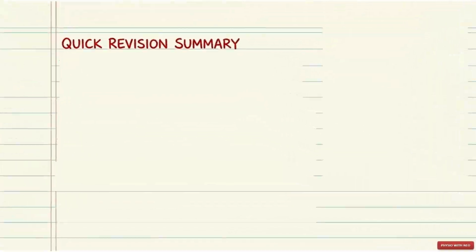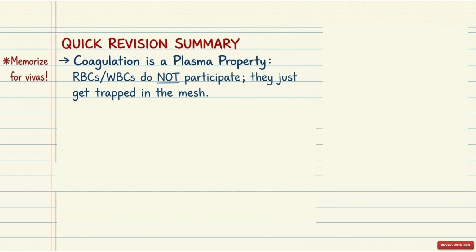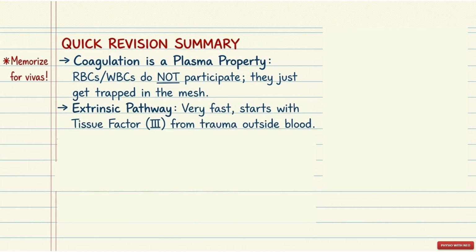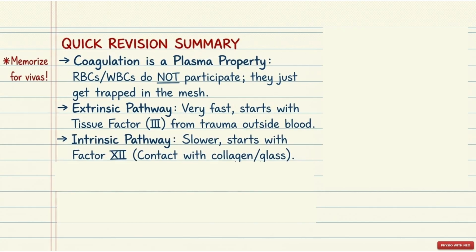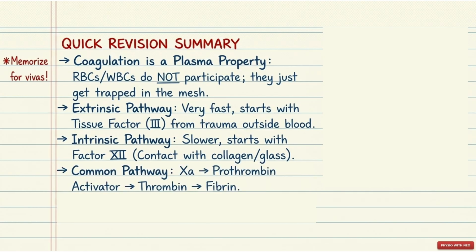Let's have a quick revision summary to memorize for Viva. Coagulation is a plasma property. RBCs and WBCs do not participate; they just get trapped in the mesh. Extrinsic pathway: it is very fast and starts with tissue factor, that is factor 3. Intrinsic pathway: it is slower. It starts with factor 12 or contact with collagen and glass. And lastly, the common pathway, that is activation of factor 10A, formation of prothrombin activator, thrombin, and fibrin formation.